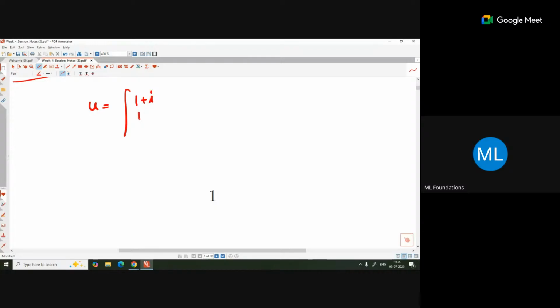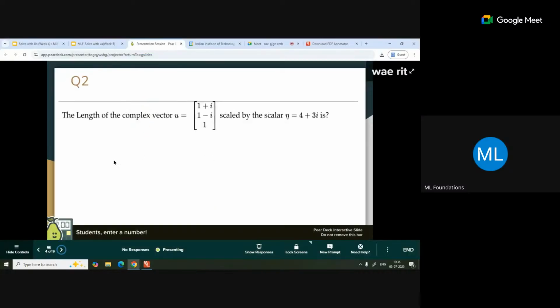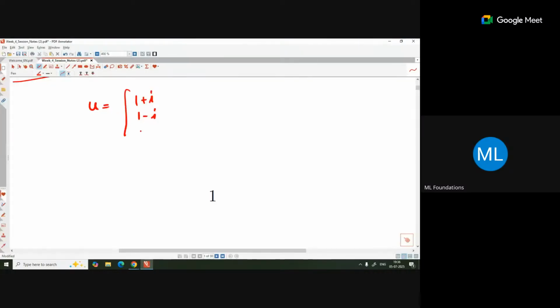So it is 1 plus i, 1 minus i, and 1. So this was my vector. There is one scalar eta, which is 4 plus 3i. You have to find out the length of this vector, eta u. Is that fine? That is the question.